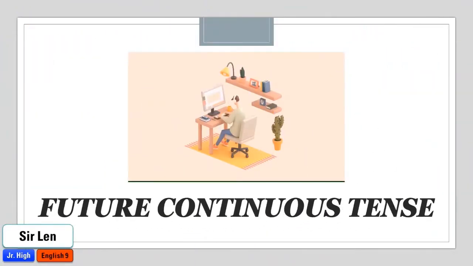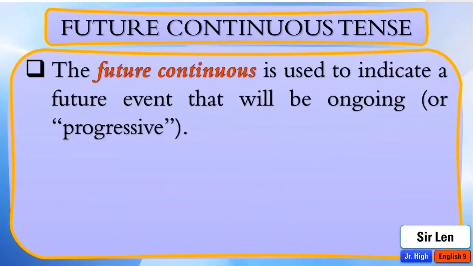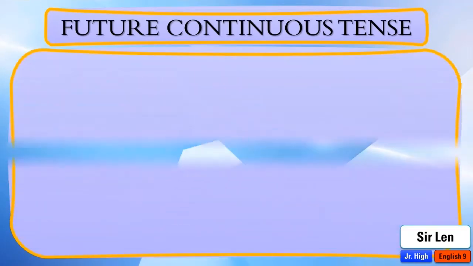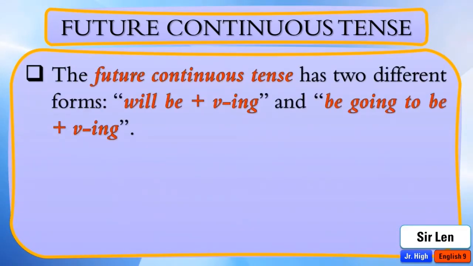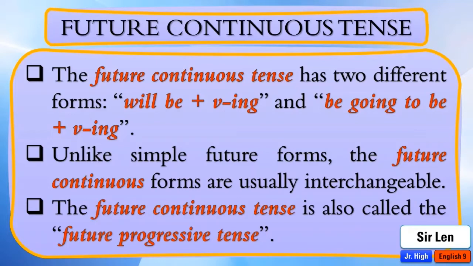The future continuous tense. The future continuous tense is used to indicate a future event that will be ongoing or progressive. It is used to indicate that a longer action in the future will be interrupted by a shorter action in the future. The future continuous tense has two different forms, will be plus verb ing and be going to be plus verb ing. Unlike simple future forms, the future continuous forms are usually interchangeable. The future continuous tense is also called the future progressive tense.